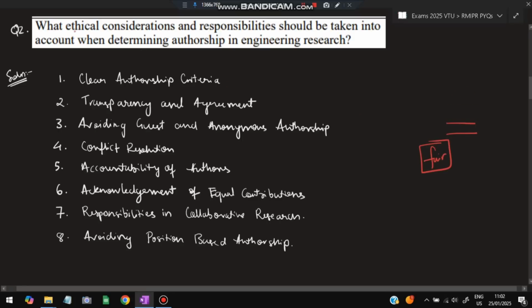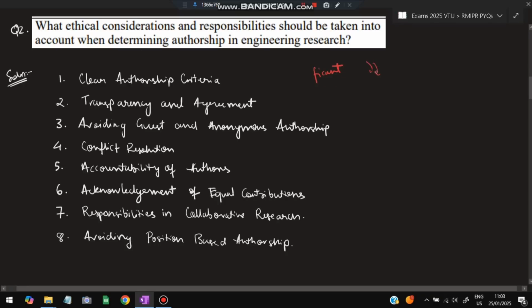What ethical considerations and responsibilities should be taken into account when determining authorship in engineering research? When we are determining who has put in what contribution, at that time we have to be ethical. You have to consider fairly and assign the responsibilities accordingly. To write this answer, first you start with clear authorship criteria. Clear authorship criteria means whoever has actually put in the effort. Only include those individuals who make significant contributions. Significant means major contribution to the research work.